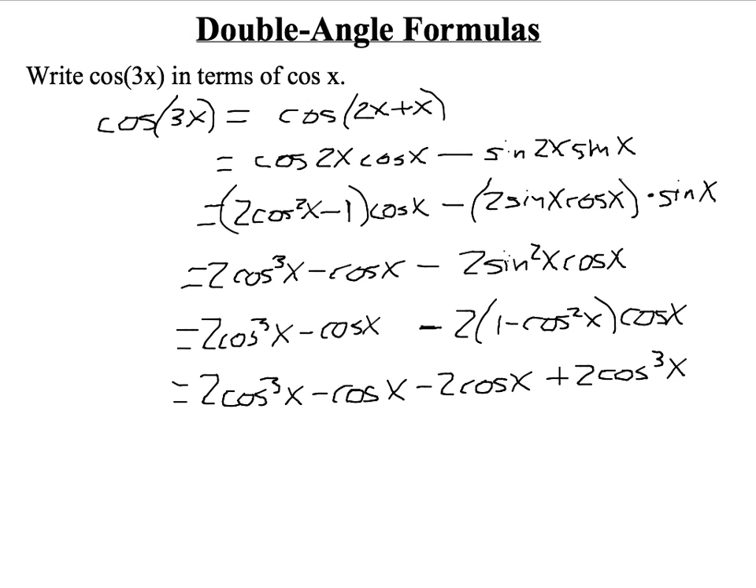Now we have a couple terms that we can combine. 2 cosine cubed x plus 2 cosine cubed x is 4 cosine cubed x. Minus cosine x minus 2 cosine x is minus 3 cosine x. And so there is our end result. We just took the cosine of 3x and wrote it strictly in terms of cosine x. And what we got was 4 times cosine x cubed minus 3 times cosine x.